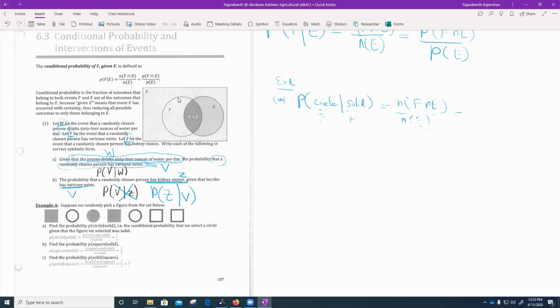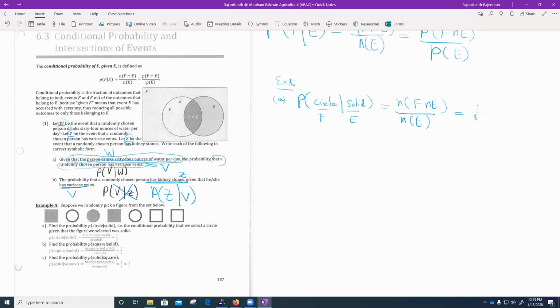The number of objects or outcomes in the set F intersection E. What is F intersection E? The circle with solid. If you look here, circle with solid, I have one such object. Therefore, it is just one, right? Over the number of objects in event E. Event E is choosing a solid object. If you look at the picture, there are three of them. So that is 3.